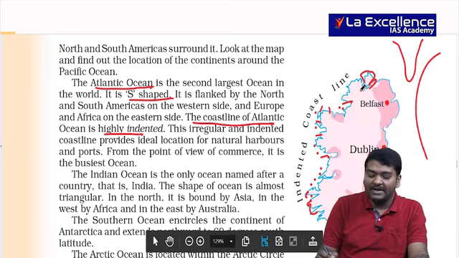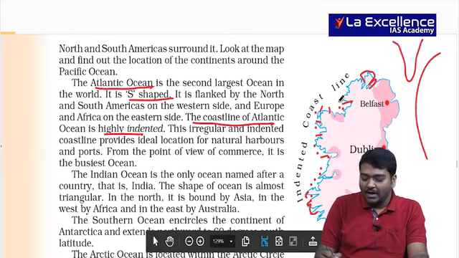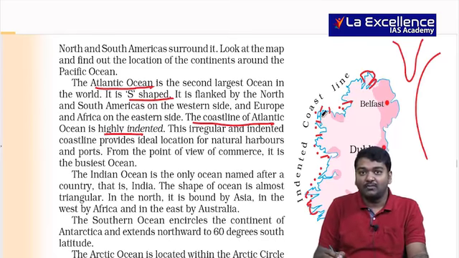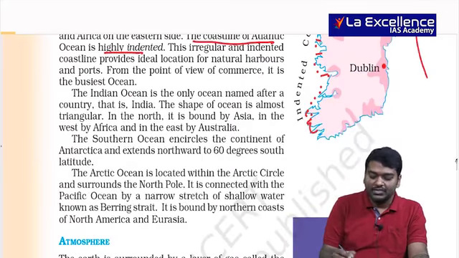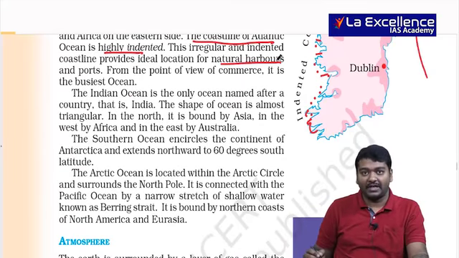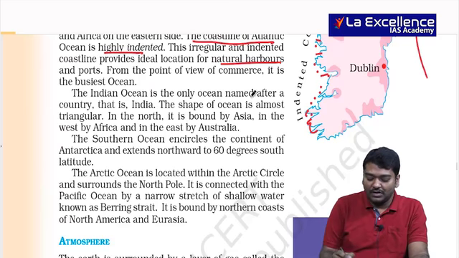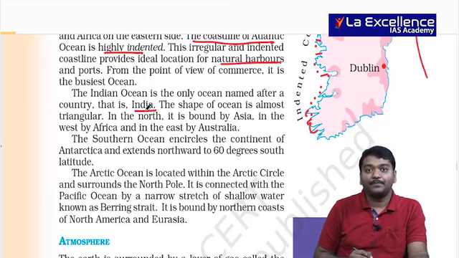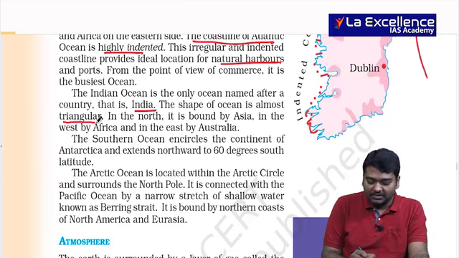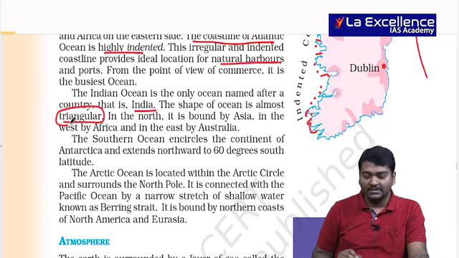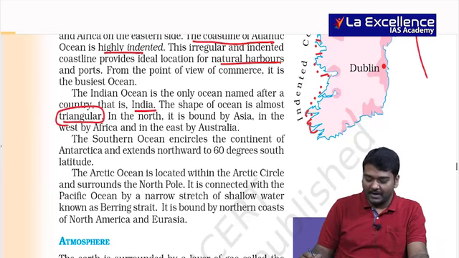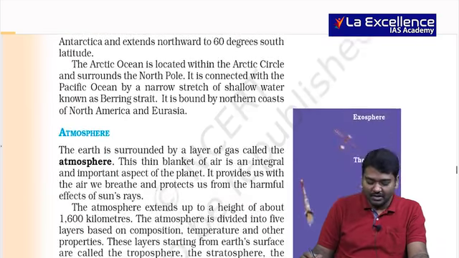Wherever you have an indented coastline, ships can usually come closer, right? Natural harbors will usually be there. This is one of the important factors. The Indian Ocean is the only ocean named after India, and the shape is triangular, right? Most of the continents' shapes are triangular in nature.